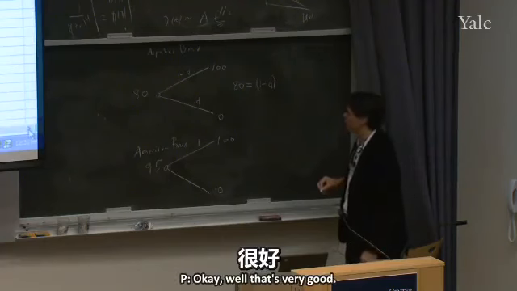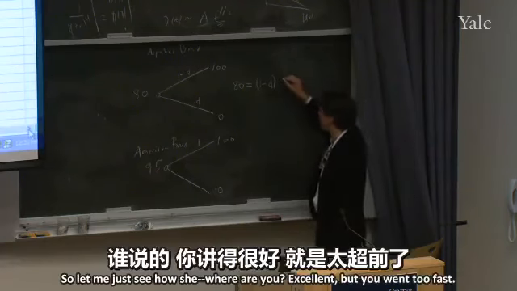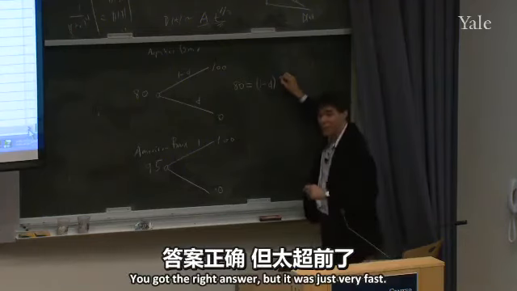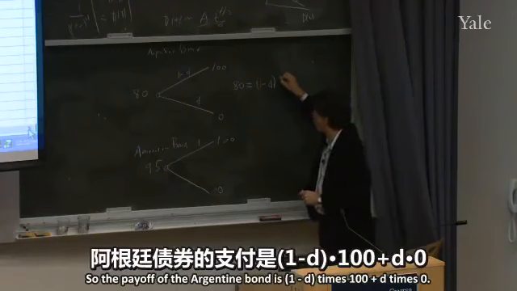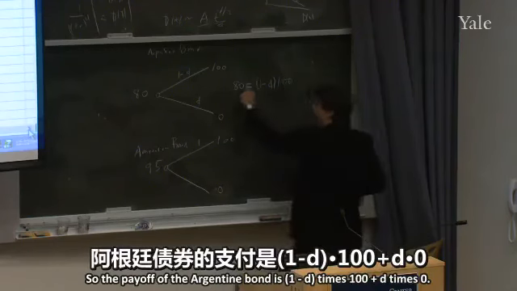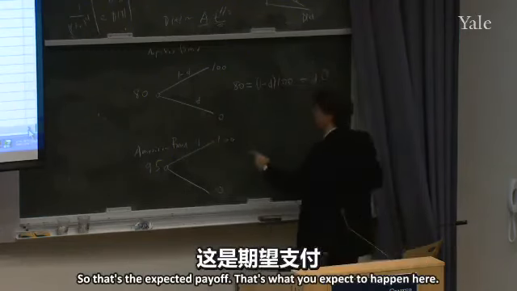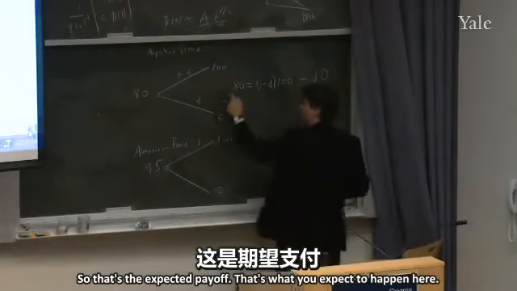Okay, well, that's very good. Excellent, but you went too fast. You got the right answer, but it was just very fast. So the payoff of the Argentine bond is 1 minus D times 100 plus D times 0. That's the expected payoff. That's what you expect to happen here.